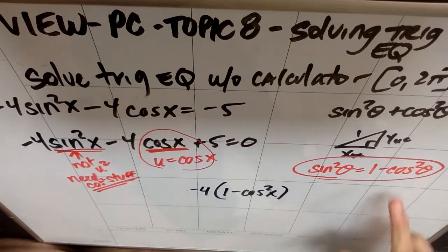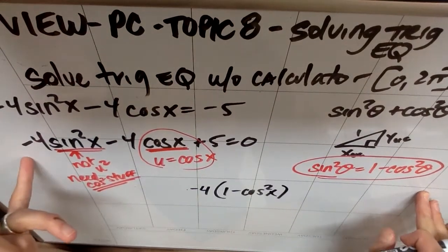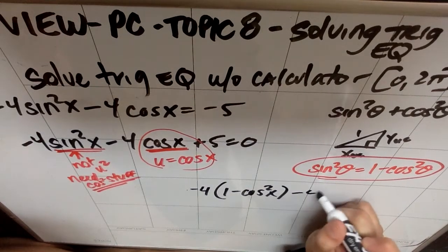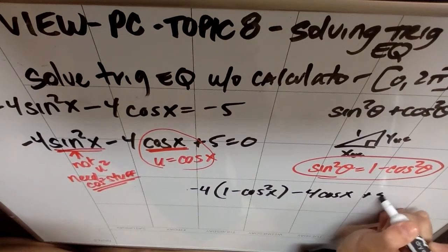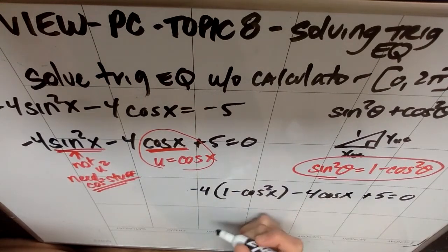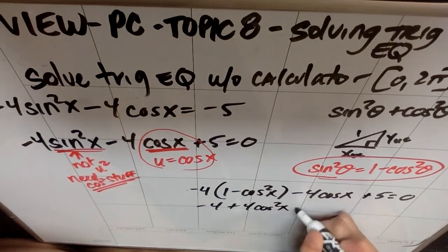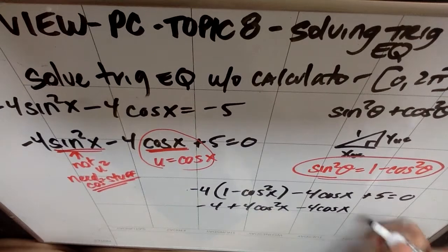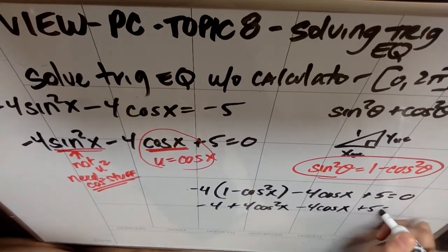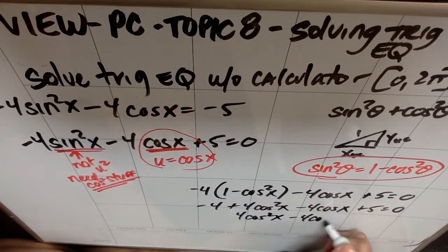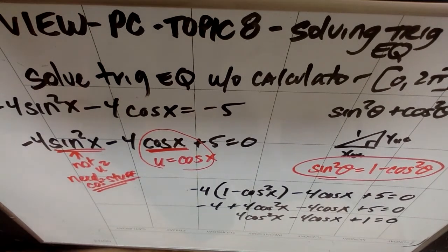of x. I used theta here to show you that it was just a general rule and it wasn't the same equation. But here, since it's sine squared x, it would be cosine squared x, not theta. Minus 4 cosine x plus 5 equals 0. If I clean this up, I get negative 4 plus 4 cosine squared x minus 4 cosine x plus 5 equals 0. So 4 cosine squared x minus 4 cosine x plus 1 equals 0, right?